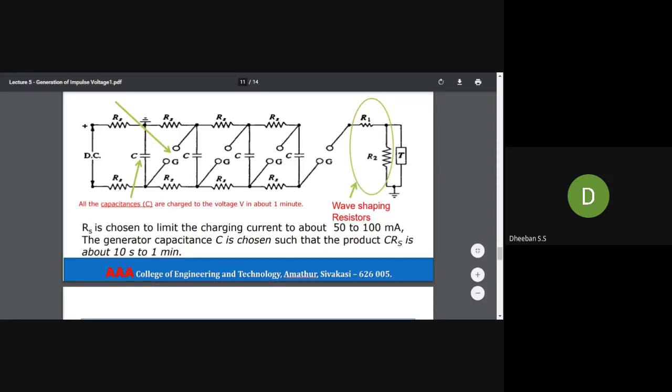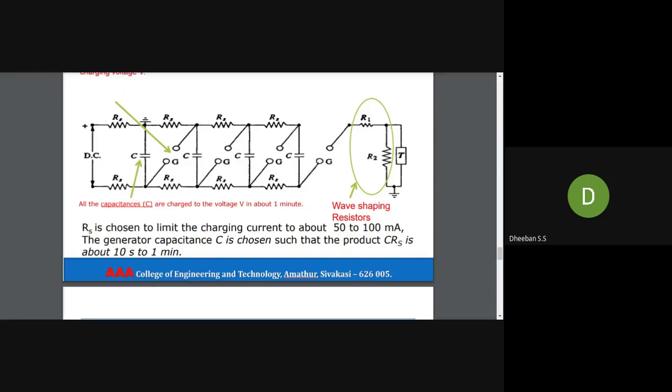The generator capacitor, that is the C, is chosen such that the product C into RS is the time constant. As I said, this is your time constant. In the previous circuit, your resistance won't be playing any kind of role. But in this circuit, the resistance will be playing the part for your charging and discharging. Okay.